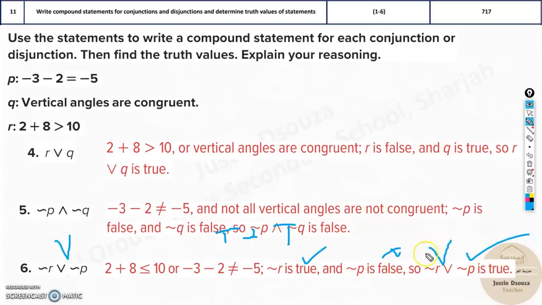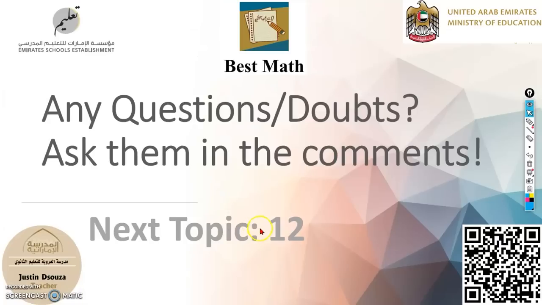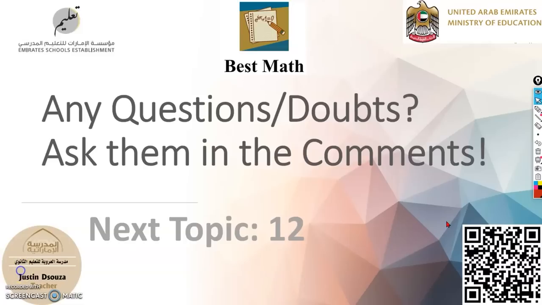Only for or statements. But for and, both must be true. Only then it is true. If one is false, it's false. So that's how we can solve it. Please remember this, and that's it. That's about compound statements. In the next video, we will go to topic 12. Please stay tuned.